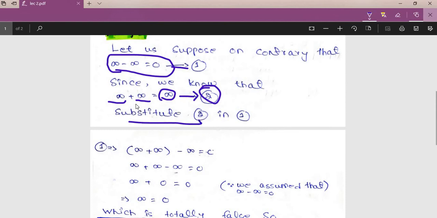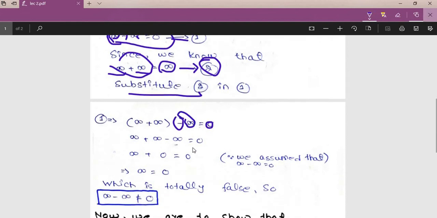Substitute 2 in 1, or just put equation number 2 in 1. Instead of 1 infinity, we have to put infinity plus infinity. So instead of this infinity, we are putting infinity plus infinity, and minus infinity is equal to 0. This is 0.